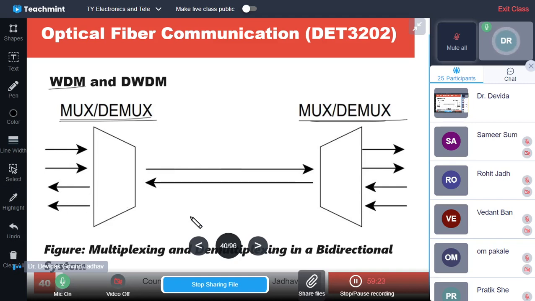Okay, so this is bidirectional. So multiplexing and demultiplexing in the bidirectional system. So WDM is bidirectional also. Okay, so it is a bidirectional system. This is the block diagram for the bidirectional communication.